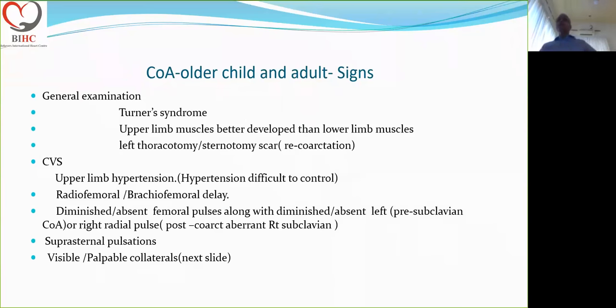Always look for a left thoracotomy or sternotomy scar, because your patient might have had a neonatal surgery and you are seeing him at the age of 25 years. On cardiovascular examination, look at the blood pressure in both upper limbs and one lower limb at least. Upper limb hypertension is defined as the upper limb showing a blood pressure more than 20 millimeters of mercury compared to lower limbs. As I said earlier, whenever hypertension is difficult to control, you should think of coarctation as a possibility.